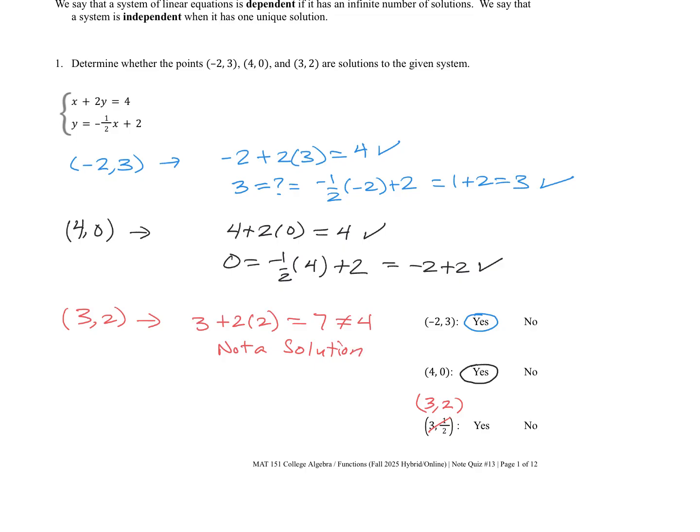And what's nice about systems is if you have an ordered pair that doesn't work in one of the equations, it's automatically not going to be a solution for the whole system either, because you have to make all the equations true. So again, this one, the answer is no, it is not a solution. So again, to determine if an ordered pair is a solution, we substitute it into all the equations in the system and see if we get a true statement. All right, so now let's move on to actually solving different types of systems.